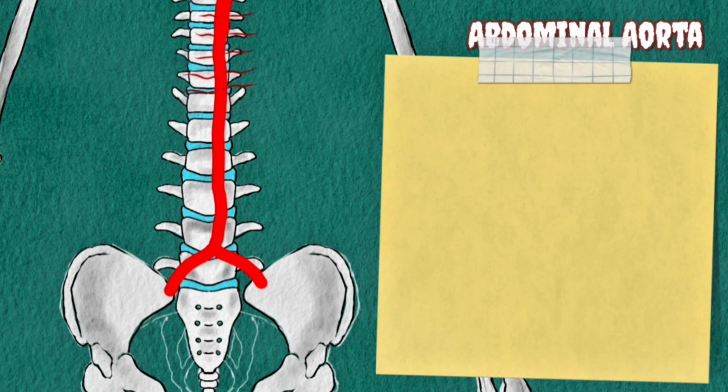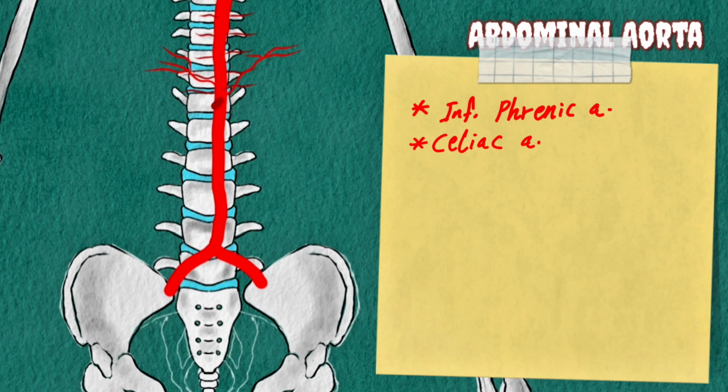They are, in descending order: the inferior phrenic arteries, paired arteries arising posteriorly at the level of T12, which supply the diaphragm. The celiac artery, a large unpaired visceral artery arising anteriorly at the level of T12.